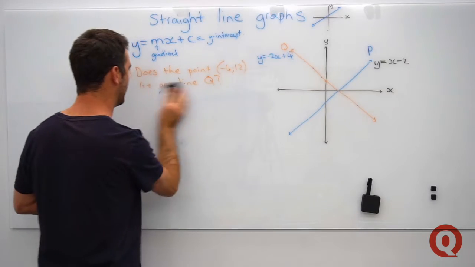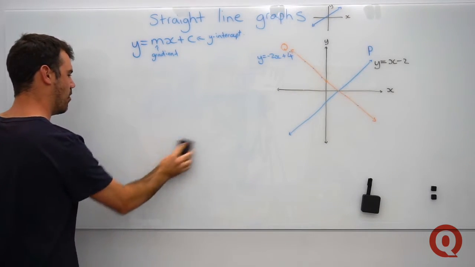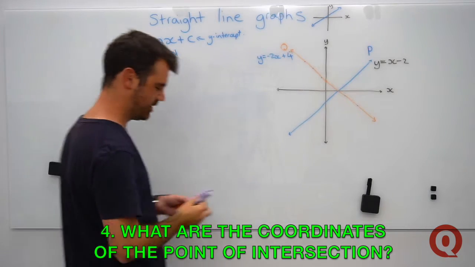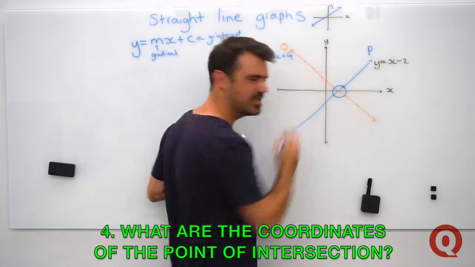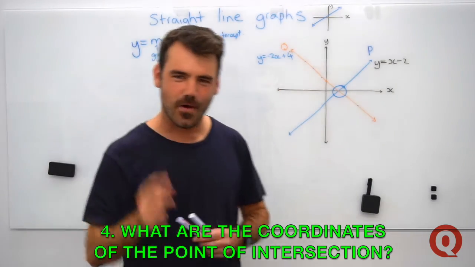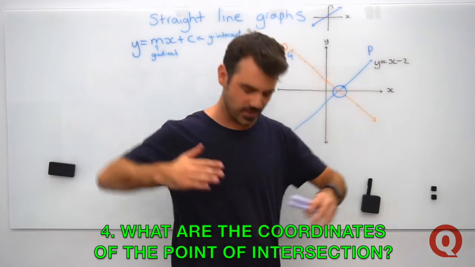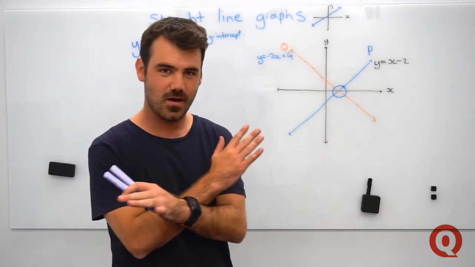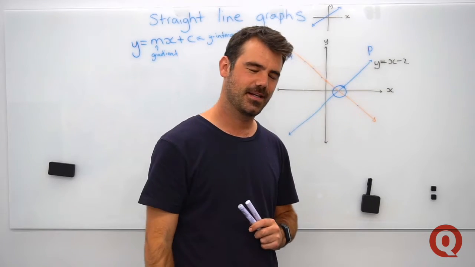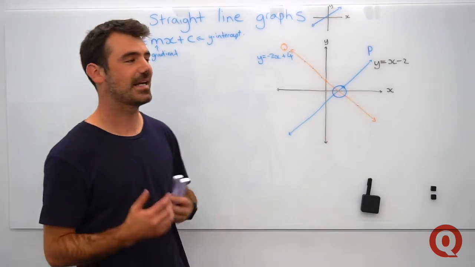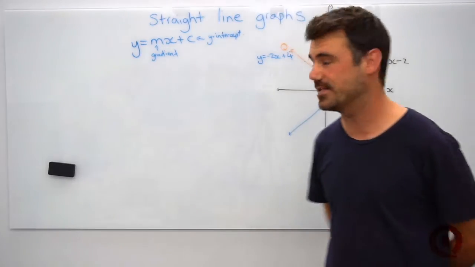The last question that I want to cover with you is this. What are the coordinates of the point of intersection of these two graphs? Where these two graphs meet, what are the coordinates? Now, this is a great question. This is a classic question in a straight line graph exam or a test.